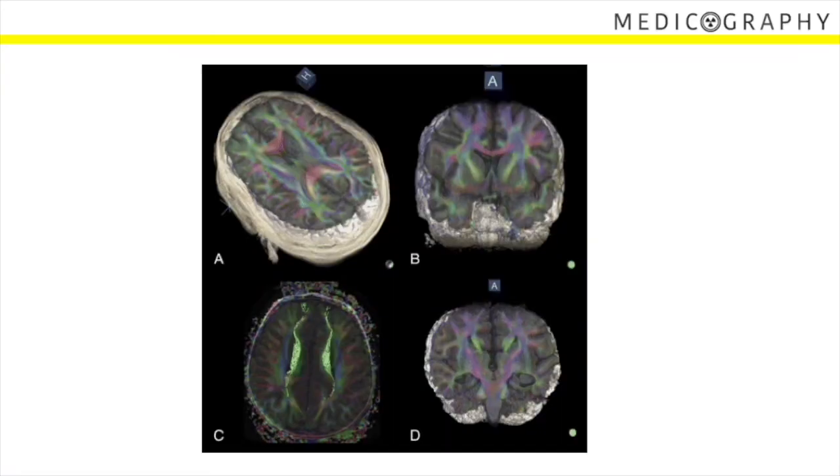Okay, so this is a combined diffusion tensor imaging and volumetric MRI in a healthy young adult and in a 30-month-old boy with agenesis of the corpus callosum.